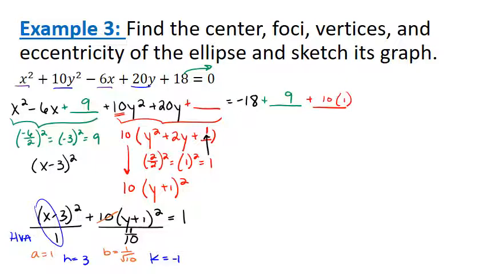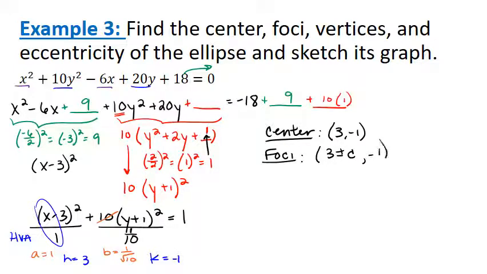Okay, so let's go ahead and find all of the things that we have been asked for. First, the center. We know the center is (h, k), which in this case is (3, -1). We have been asked to find the foci. The foci, remember, is 3 plus or minus c, -1. So we still need to find c. That's one thing we haven't done. To find c, according to the formula, c squared is a squared plus b squared. I'm sorry, minus: a squared minus b squared.